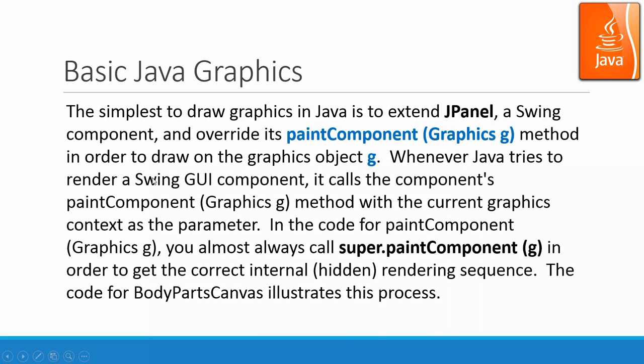Whenever Java tries to render a Swing GUI component, it calls the component's paintComponent(Graphics g) method with the current graphics context as the parameter. In the code for paintComponent(Graphics g), you almost always call super.paintComponent(g) in order to get the correct internal hidden rendering sequence. Just like calling a super constructor before you do anything else. The code for BodyPartsCanvas illustrates the process.